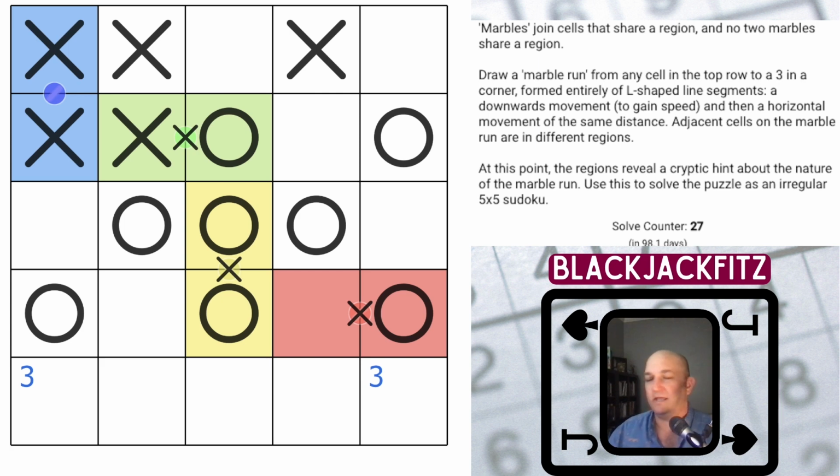Maybe what I'm not appreciating is that the adjacent cells on the run have to be in different regions, and that's probably a lot more constrained than I thought. Like, if let's say it did this, then this has to be red, but that's actually okay, isn't it?